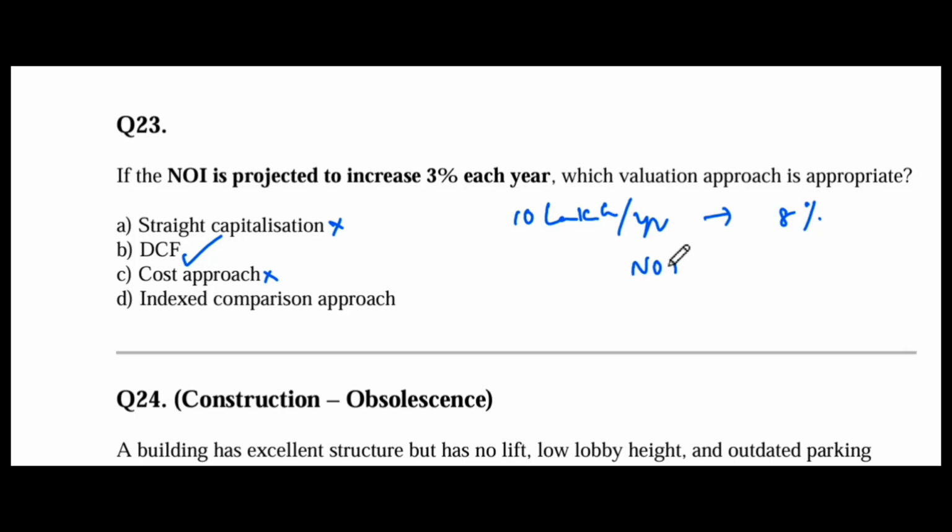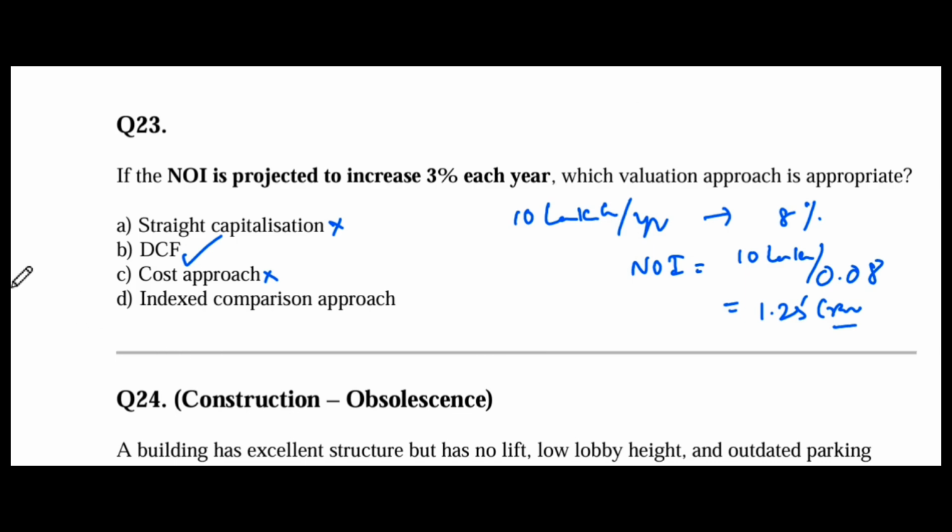NOI will be 10 lakh by 0.08, right? This is 1.25 crore. So in this concept, it is straight capitalization. Here I ignored the future growth of the net operating income. Okay.